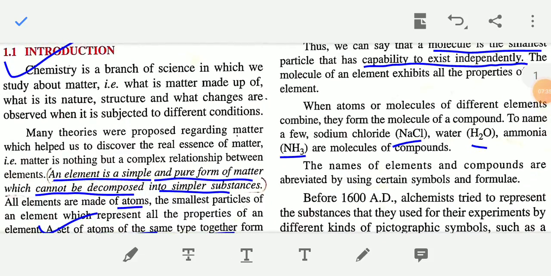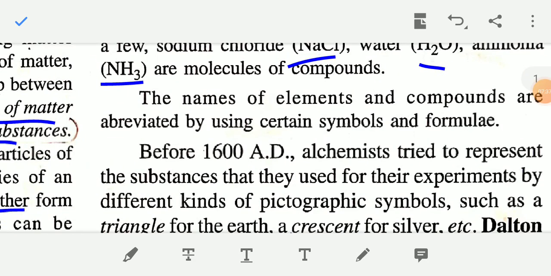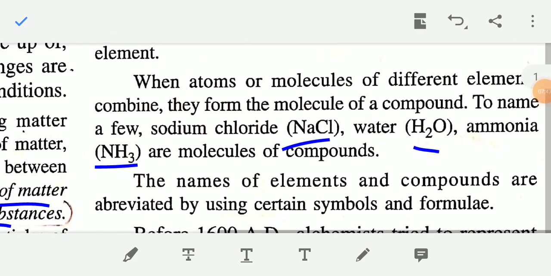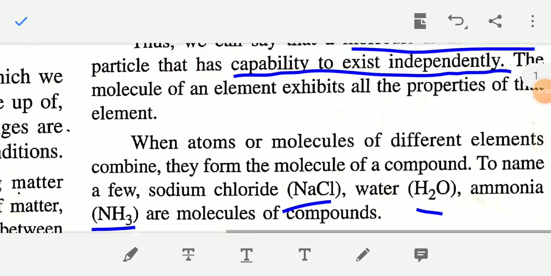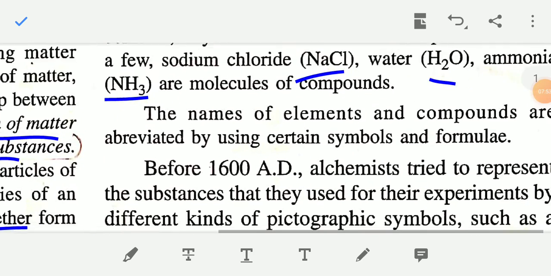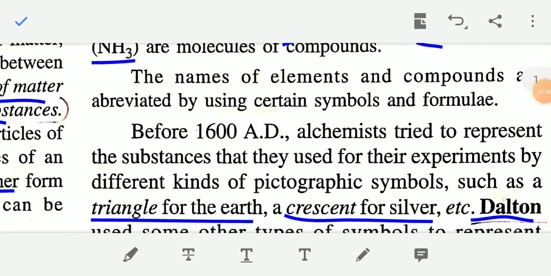In nature, many elements are found, like gold, iron, carbon, hydrogen. There are almost 118 elements found in nature, and these elements are represented by some symbols. So now the names of elements and compounds are abbreviated by using certain symbols and formulas.